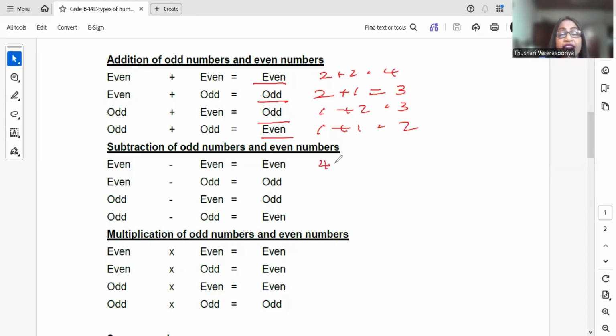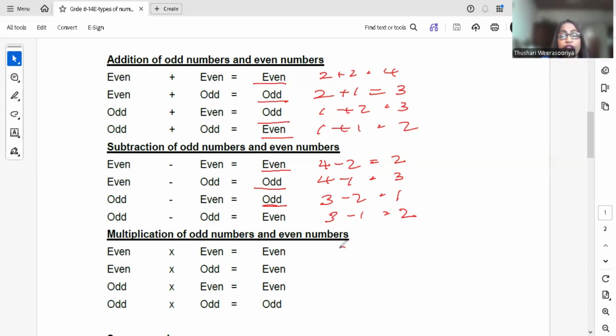4 minus 2 is 2, so the answer is even. 4 minus 1 is 3, that is odd. Odd minus even: 3 minus 2 is 1, that is odd. 3 minus 1 is 2, that is even. You must know this chart very well, but not by heart. At that moment, you take a small example and get the answer.